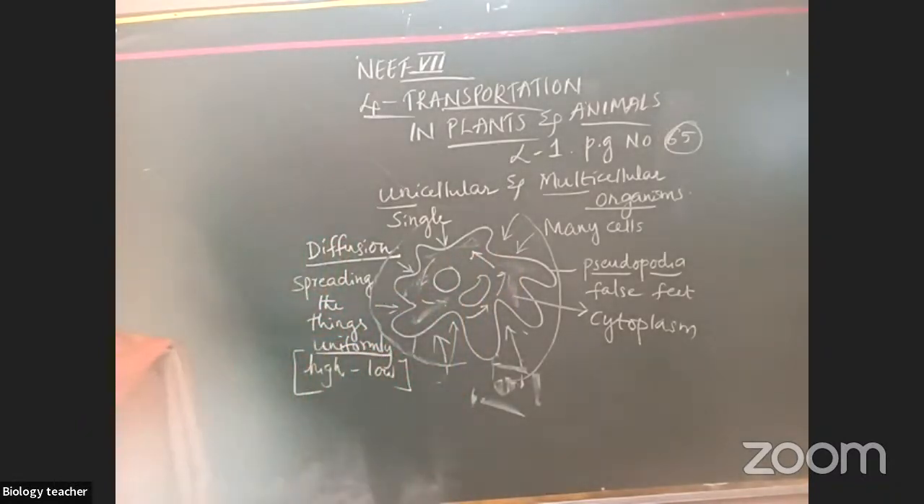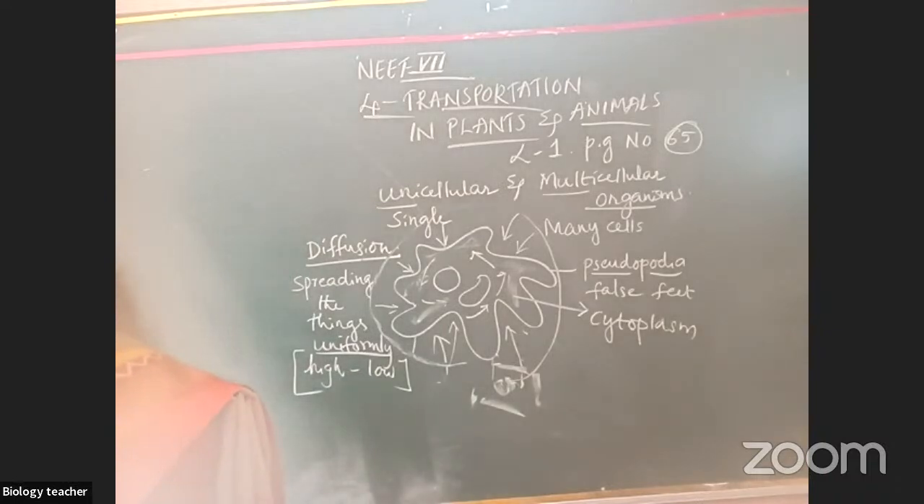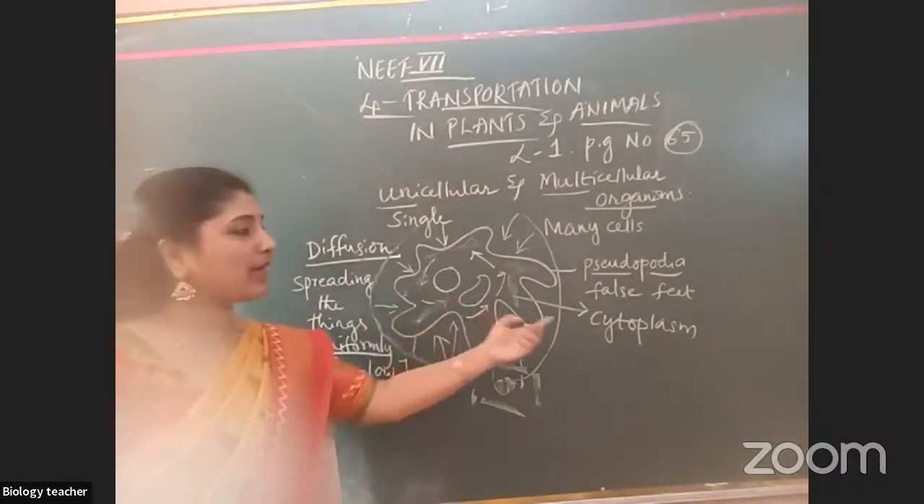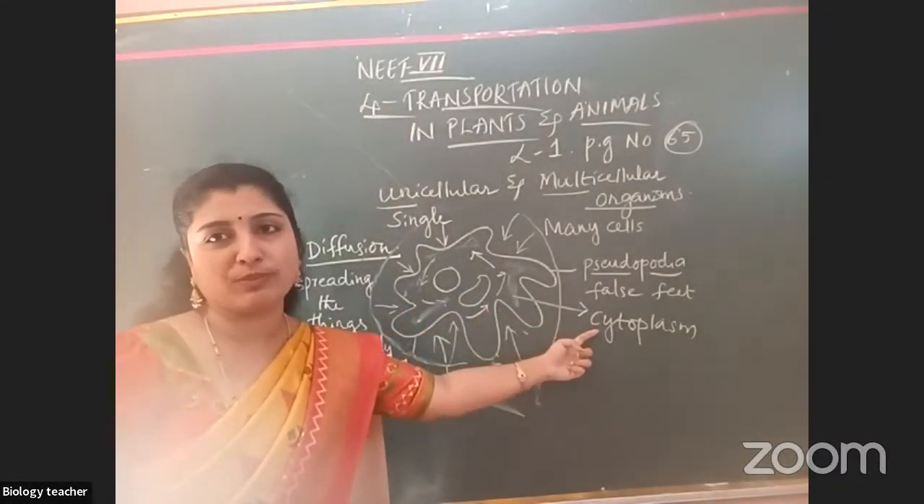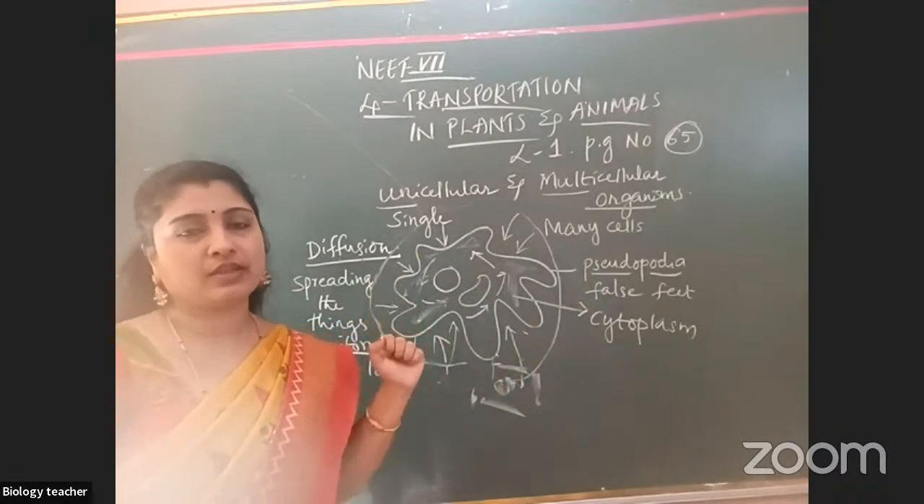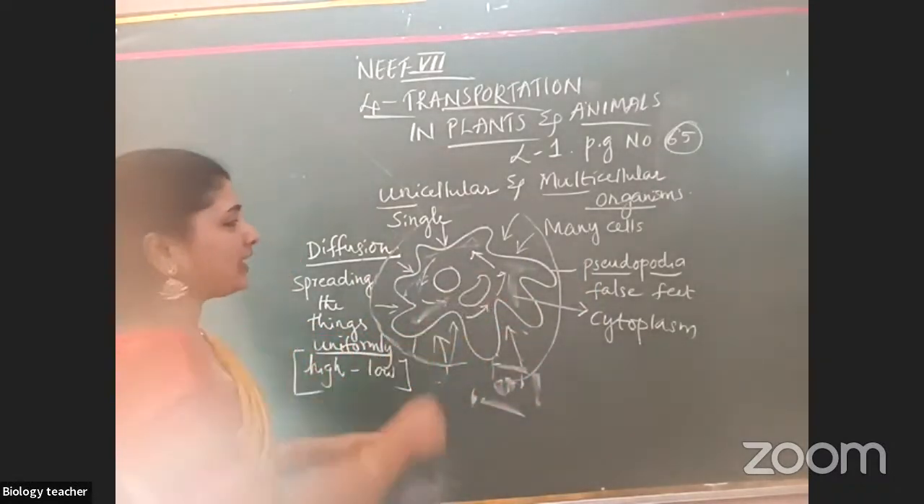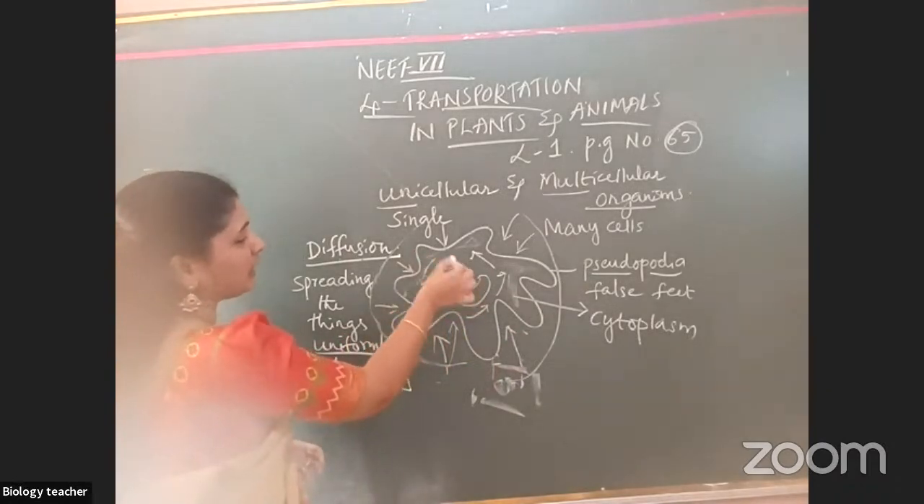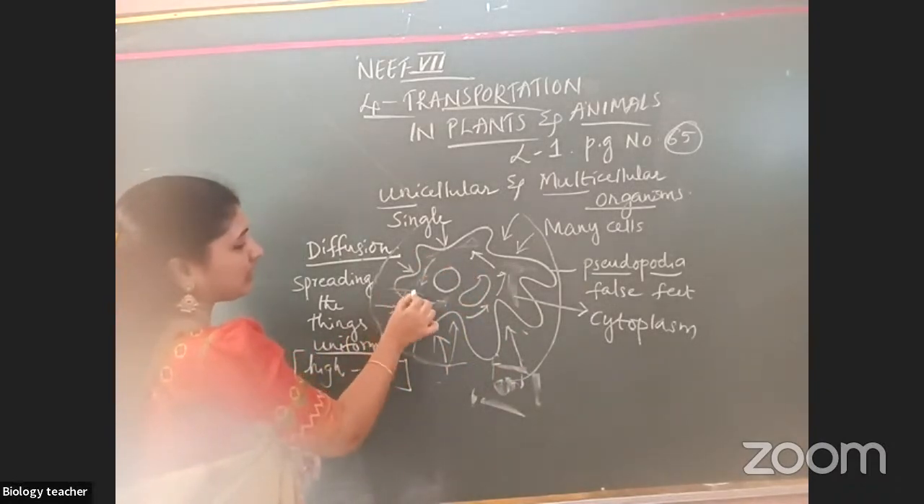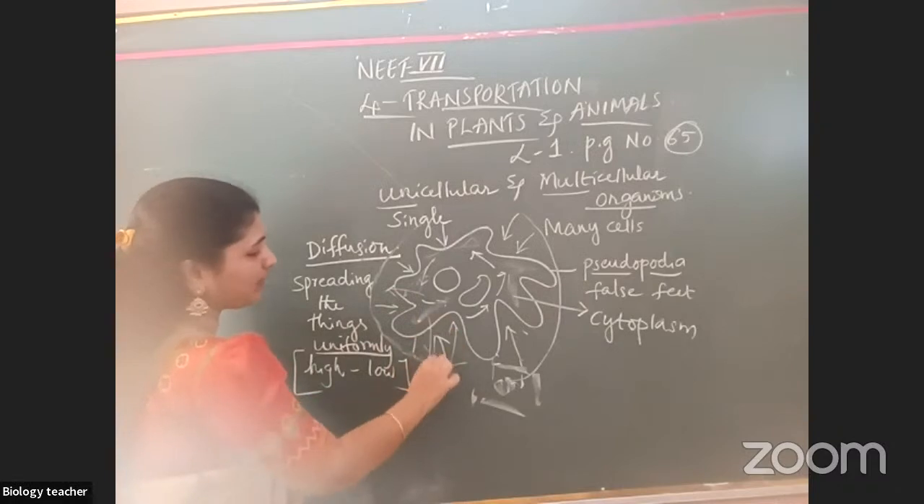Okay, this is about amoeba. The transportation in amoeba takes place by the process of diffusion. Diffusion means spreading the things uniformly, that is from high concentration to low concentration. In amoeba, the cytoplasm will help for the movement of the materials. We have taken the example of oxygen, same like that. And next, what happens? From each and every place, carbon dioxide is collected and thrown out. Same by diffusion.